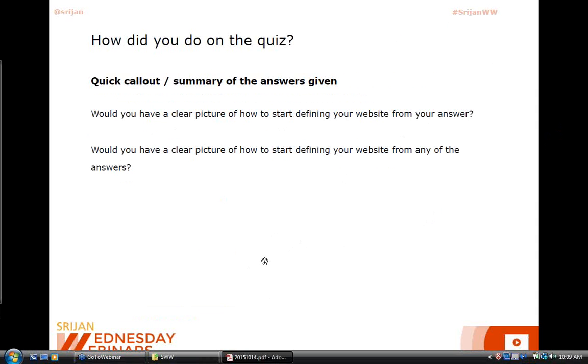So what we would need to do now when we look at those types of answers that we've gotten is ask: given the answers that we were proposing there, would any of those answers give you a clear picture of how to start defining your answer? And I would say that some of those answers do start to give you a clear definition of how you're going to need to define your website.